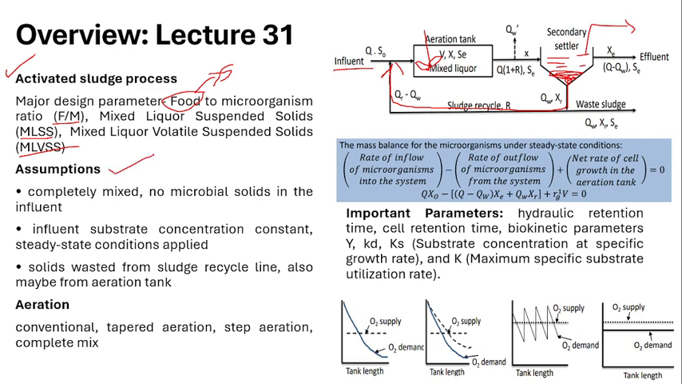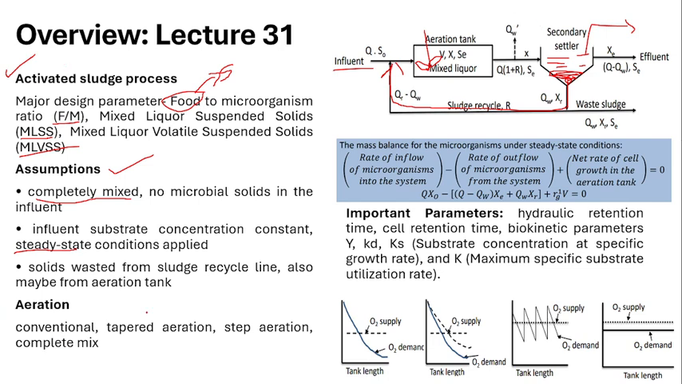The major assumptions here are that you have to consider this process as completely mixed. This is one of the major assumptions. There are no microbial solids in the influent. It is completely mixed here; it is a mixed liquor. The influent substrate concentration is constant: whatever influent is coming here has a standard substrate concentration that is maintained constant. This condition ensures the steady state. Next, the solids wasted from the sludge recycle line may also be from the aeration tank. Whatever solids are removed here, we assume they are from the aeration tank only.